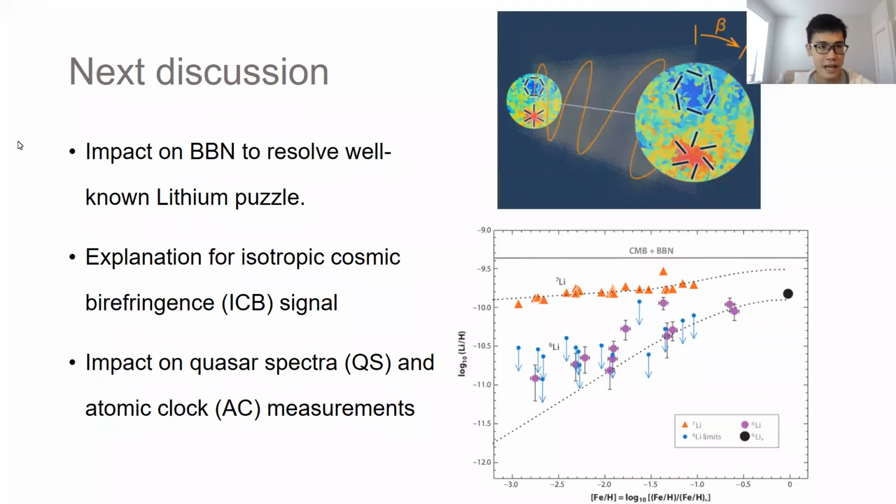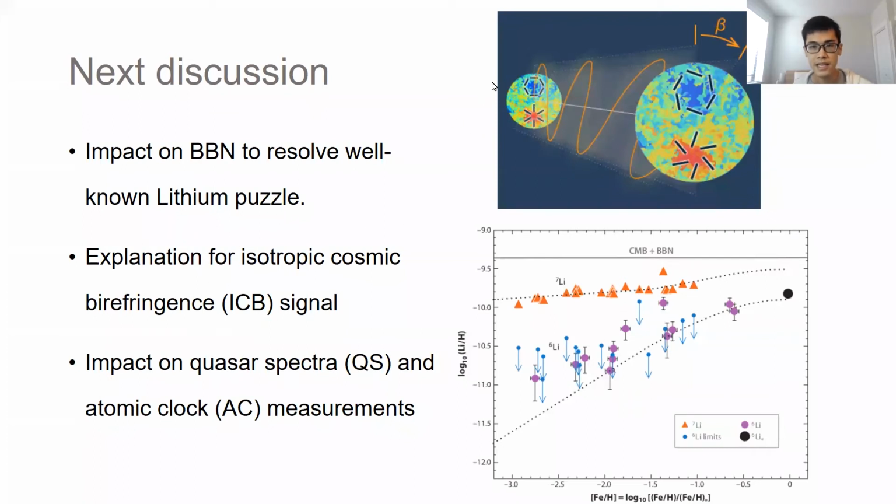And finally, I would like to draw your attention to some other well-known problems that the Axi-Higgs model can address, like the lithium puzzle for BBN. Here, as you can see from this panel, the relic abundance of lithium-7 from astrophysics measurement is significantly lower than the standard value predicted by BBN. And it can also potentially explain the recently discovered isotropic cosmic birefringence.